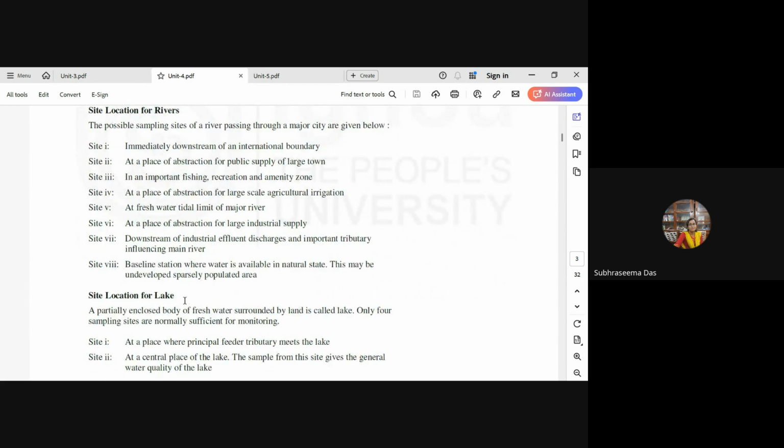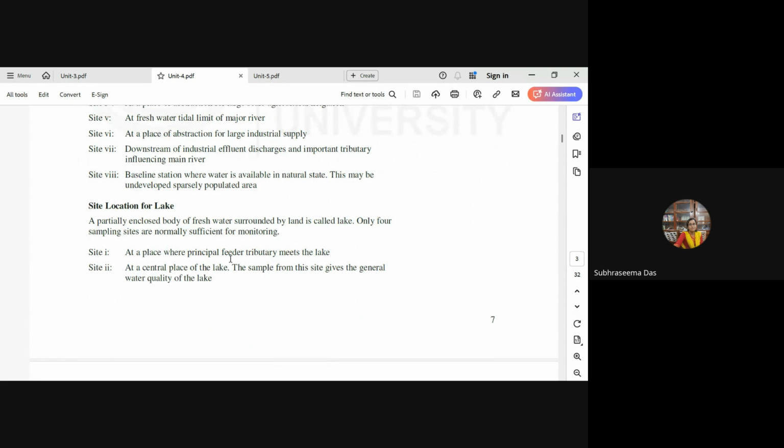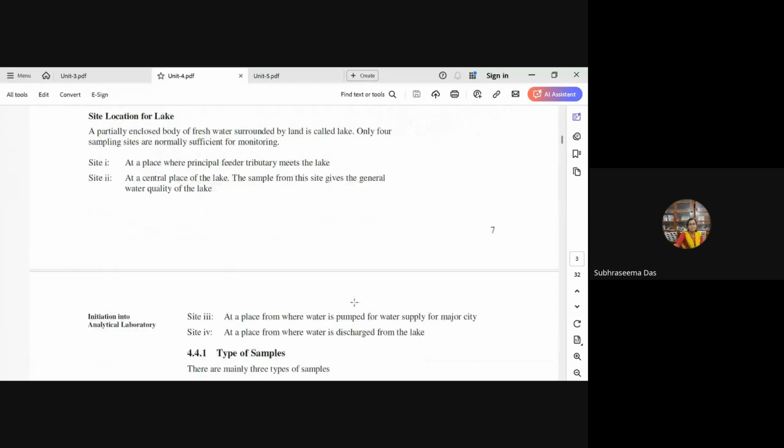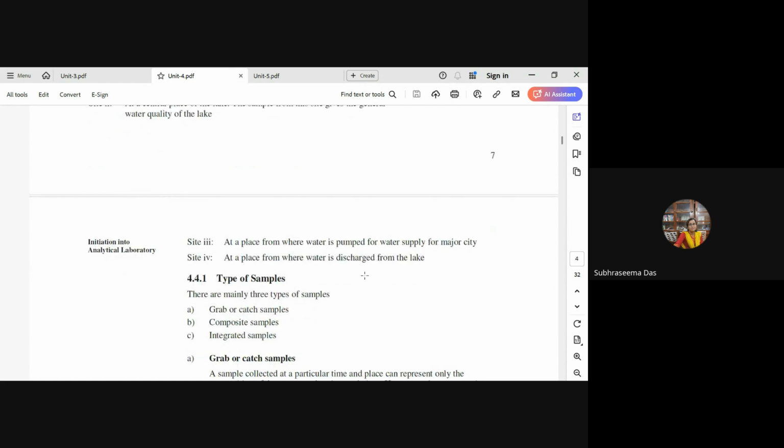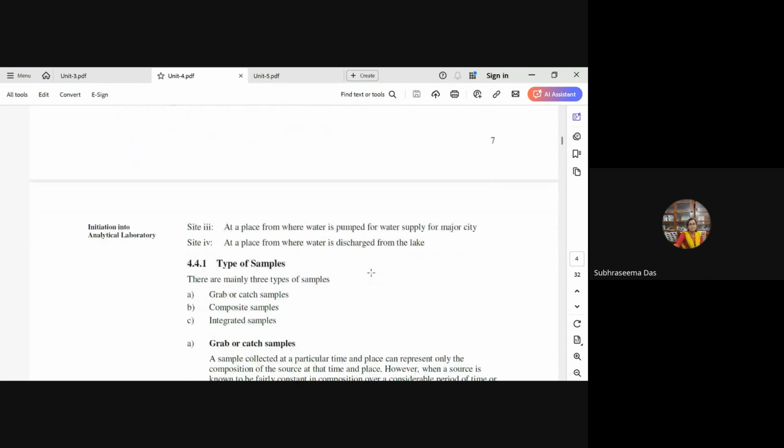Similarly, when we want to collect lake water samples, we know a river is free flowing, whereas a lake is an enclosed body of fresh water. Particularly for lakes, four sites are available. Site 1 is where the principal feeder tributary meets the lake. Site 2 is a central place of the lake where we take out the water sample. Another is a place where water is pumped for the water supply of a major city, and lake water is also available from the place where it is discharged from the lake. So we can collect water from either rivers or lakes.